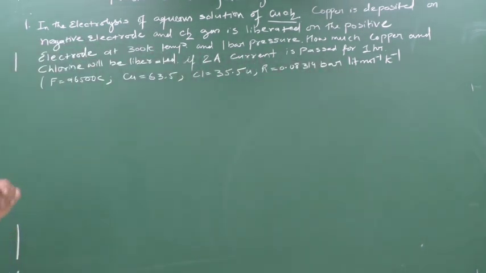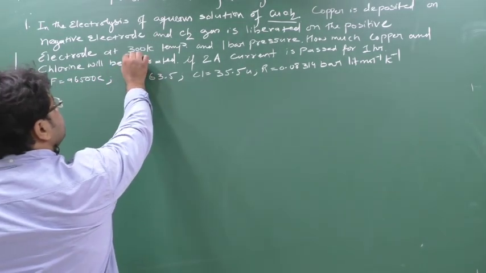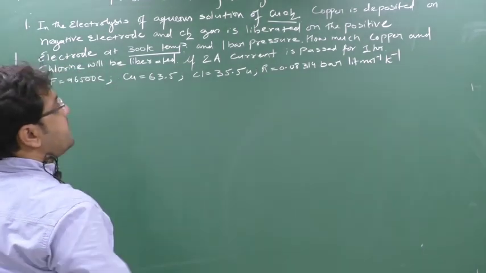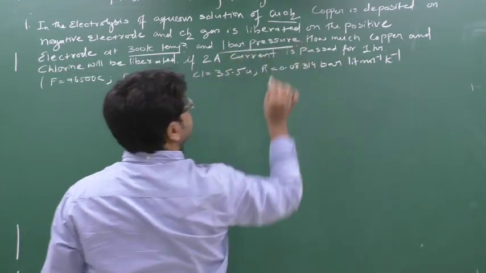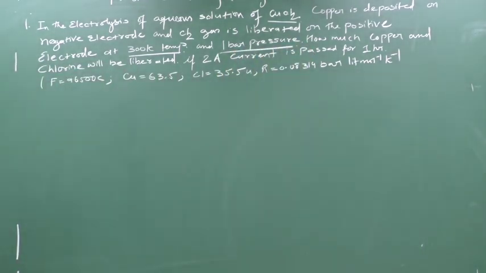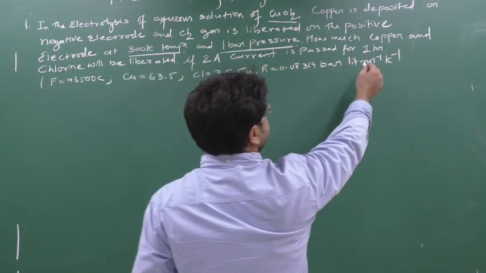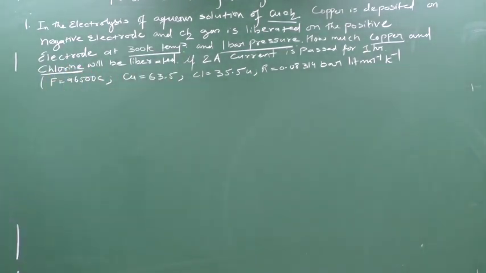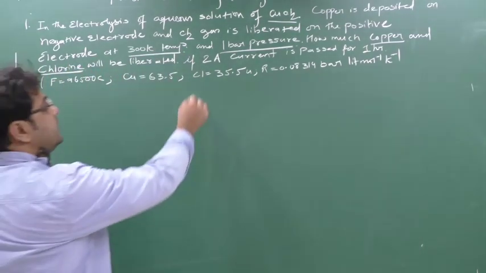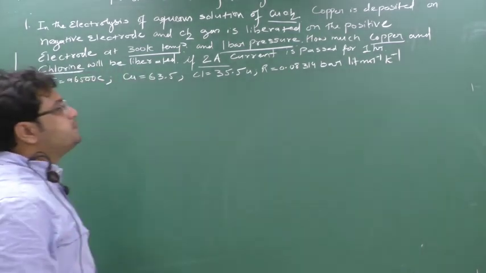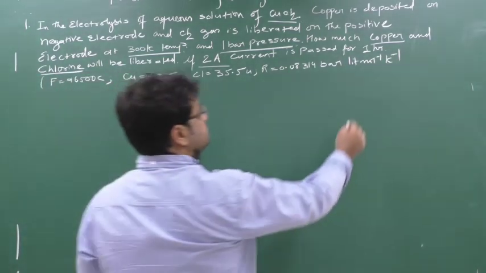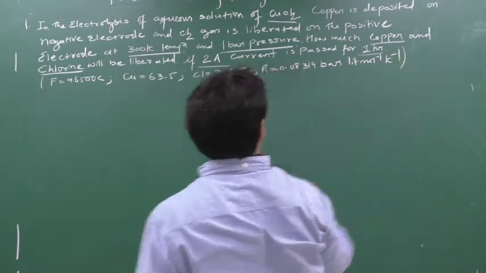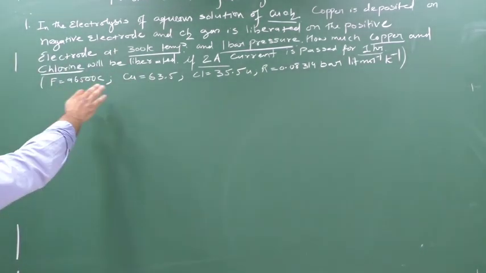Now at 300 Kelvin temperature, they have given the temperature, and 1 bar pressure, how much copper and chlorine will be liberated? So you have to find the amount of copper and chlorine. If a 2 ampere current, I, is passed for a time of 1 hour, and certain constants are given, like Faraday's constant.